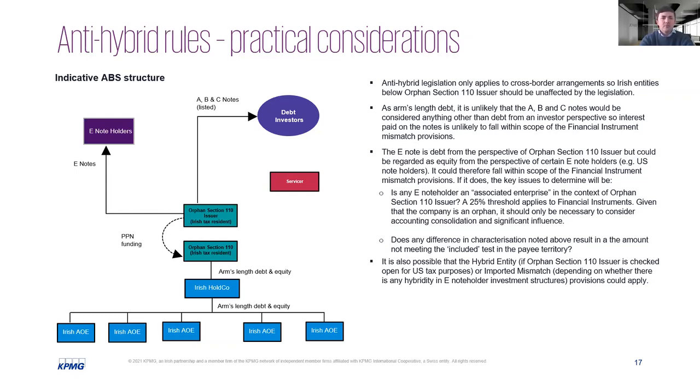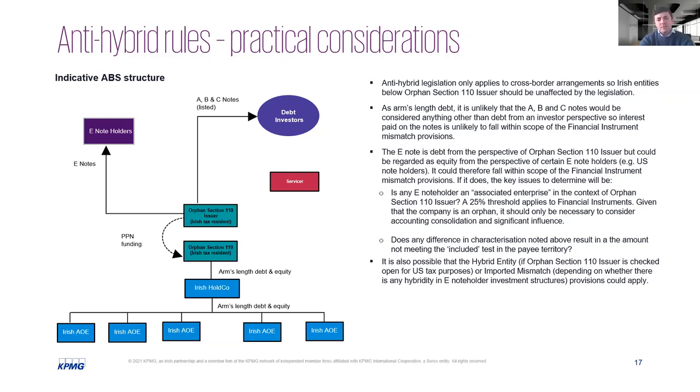Our first structure is an aircraft leasing ABS structure where we have listed debt. So we have A, B, and C notes, and they're listed, and there are investors in that debt. Then we have a group of E-note investors which provide profit participating E-notes into an orphan Section 110 company that's the issuer of both notes. That Section 110 company then lends down PPN funding into an Irish holding company, and then there's a mixture of debt and equity pushed down through the structure, and the aircraft are owned by the Irish aircraft owning entities down the bottom.